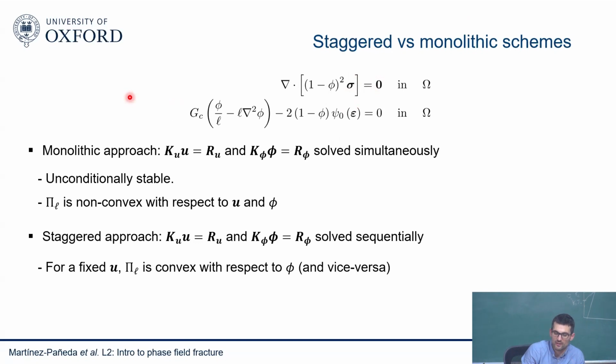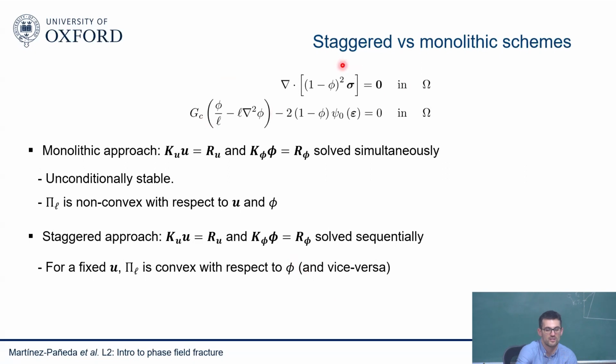And the good thing is that for a fixed displacement field, the regularized functional is convex with respect to the phase field, and vice versa. For a fixed phase field, the regularized functional is convex with respect to displacement. So this is very robust. You get convergence almost always. And this is the beauty of phase field. So by solving independently the displacement and the phase field problem, you freeze one relative to the other, you get this additional robustness. The problem with this approach, here you can also do what they call multi-pass or single pass.